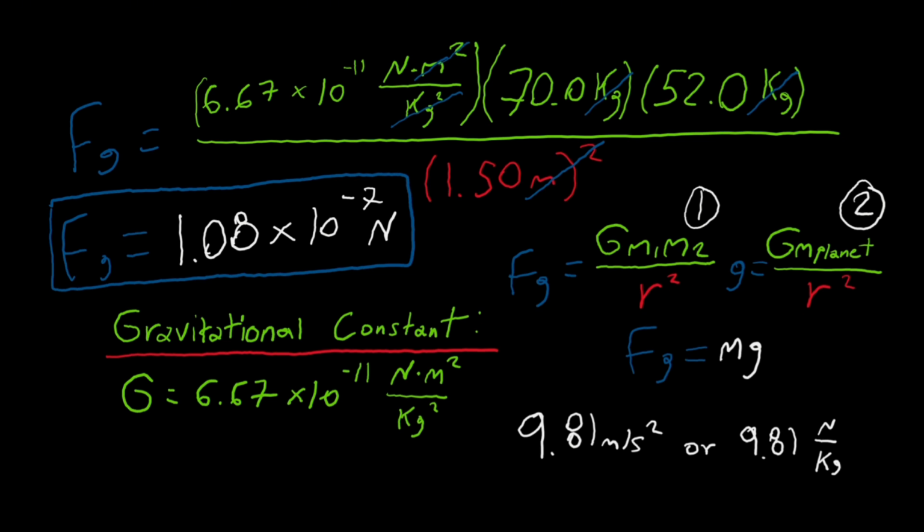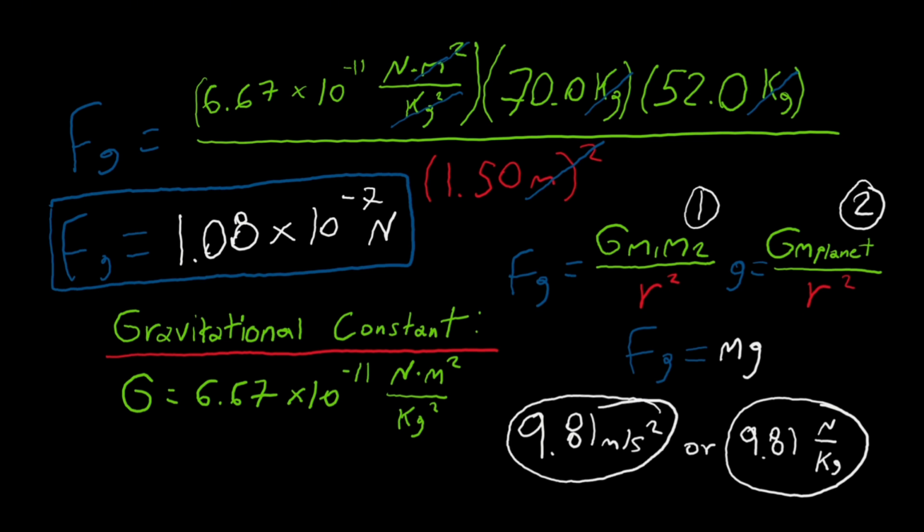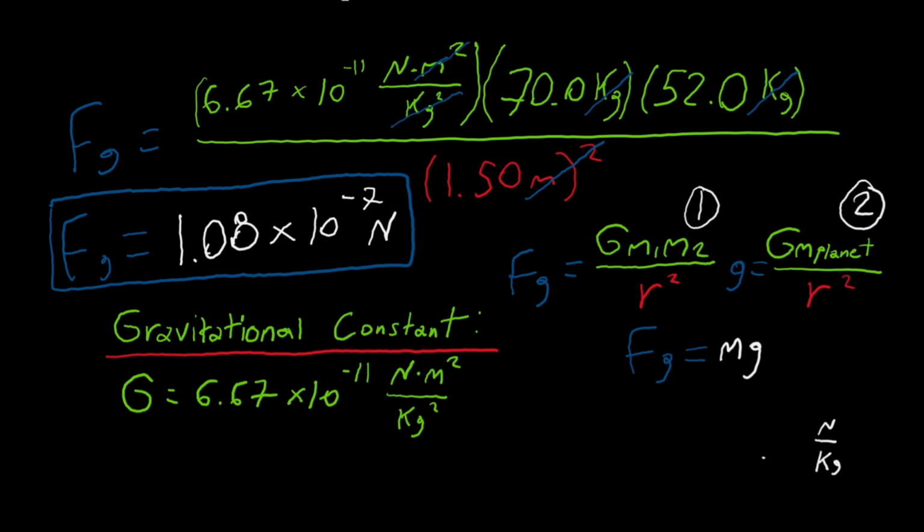So if we were to plug in the mass of Earth and its radius, it would come out to be 9.81 newtons per kilogram. The reason that it can also be 9.81 meters per second squared is so that we can use it in kinematics formulas or projectile questions.